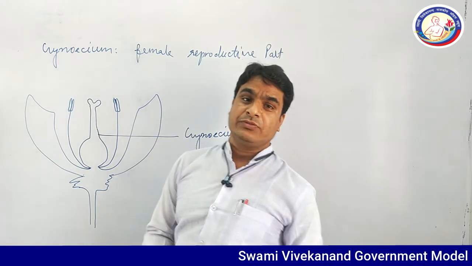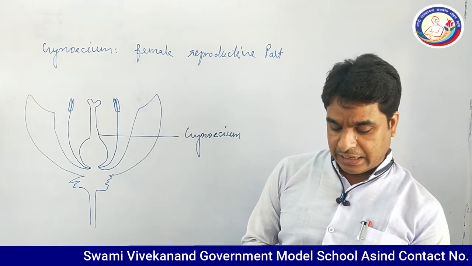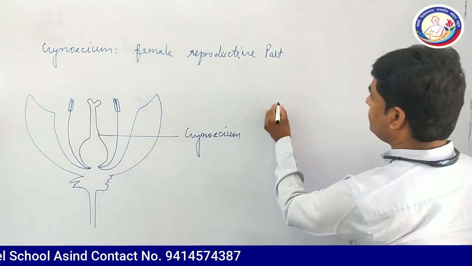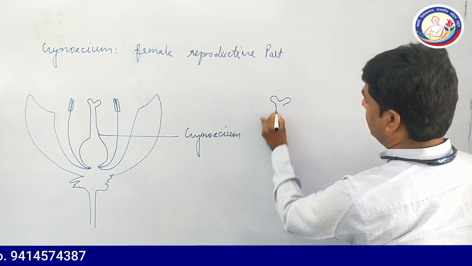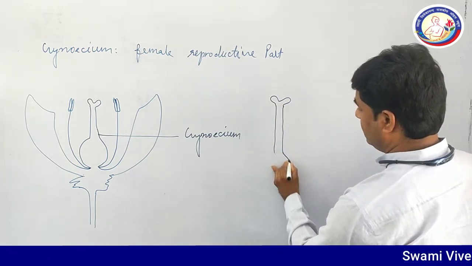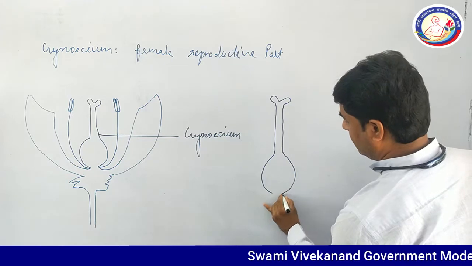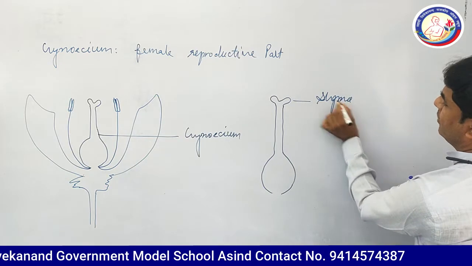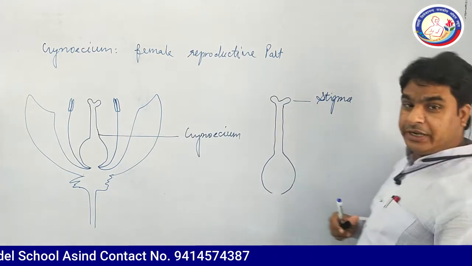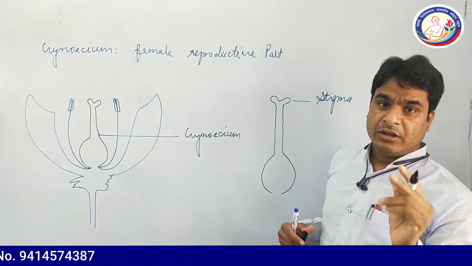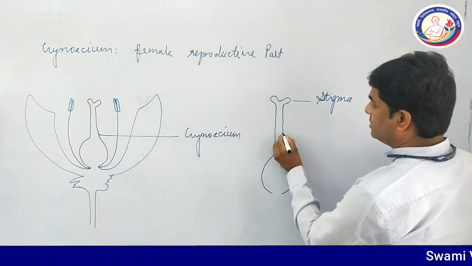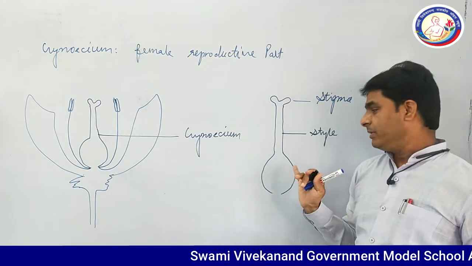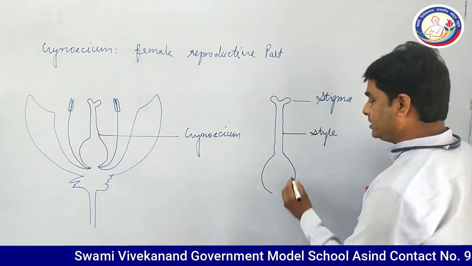Basically, the gynoecium is further subdivided into three parts, and these structures can be described here. This is the uppermost part of the gynoecium. It is known as stigma. And the middle part of the flower's gynoecium is the style. And the swollen part of the gynoecium is the lowermost, and it is known as ovule.